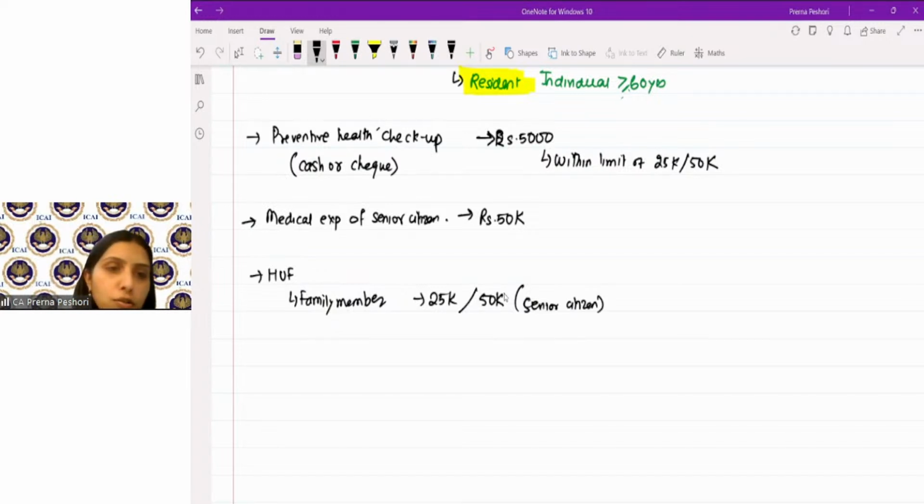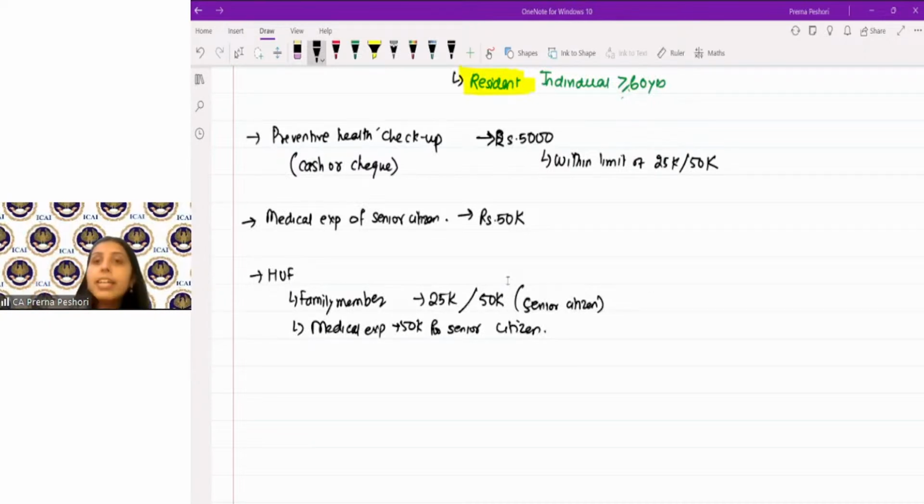Further, for the HUF also, the medical expense is allowed up to 50,000 for a senior citizen. Right? Medical expenditure is allowed for the senior citizen. So as I said, premium has to be paid by other than cash. So what is allowed under 80D? Any premium paid otherwise than in cash for the health insurance, for the self, spouse, dependent children.